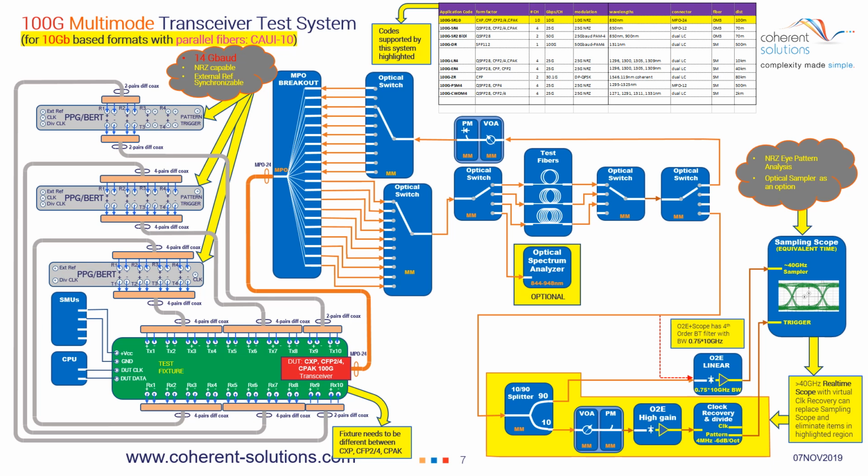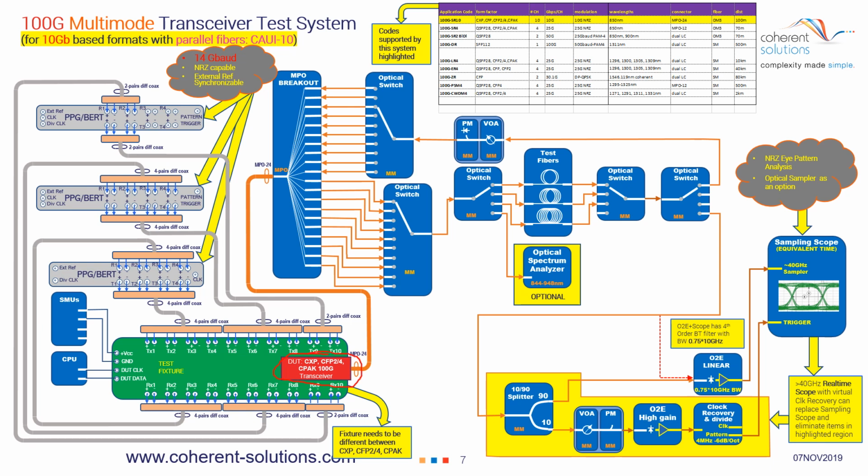We'll start with the DUT style here. We're talking about the 100G SR10 transceivers here, which can be in a CXP, CFP, CFP2 or 4, or a CPAC format. As you can see here, they have 10 separate lanes of information running at 10 gigabits. You'll find the DUT down here on a test fixture.